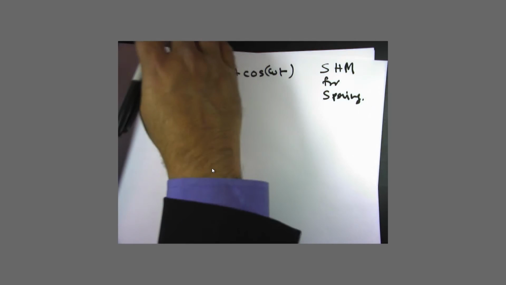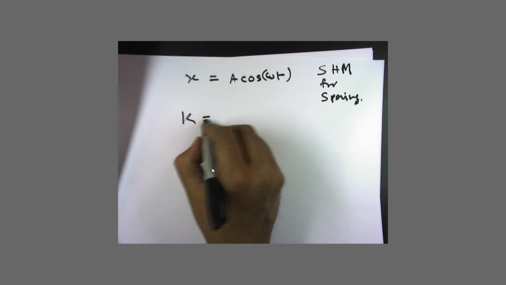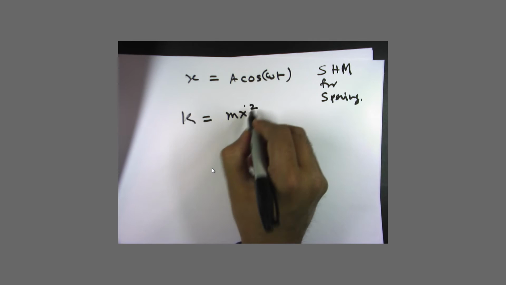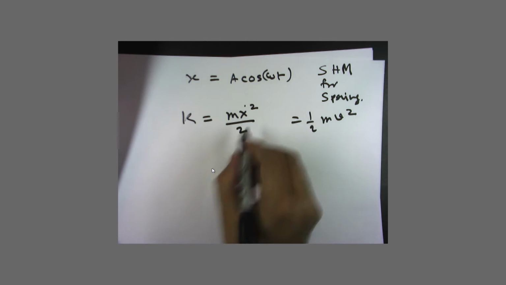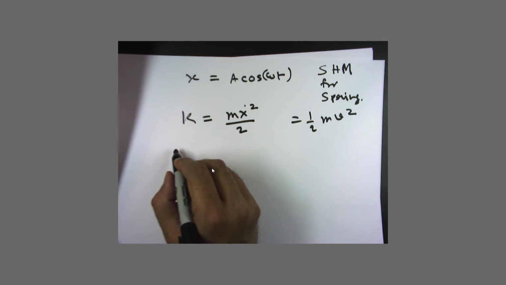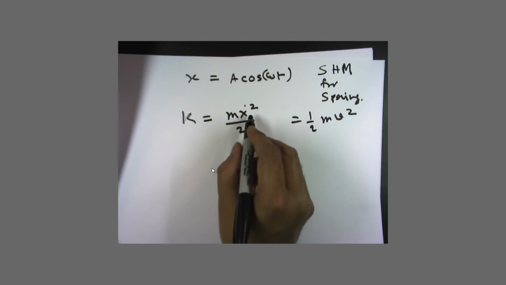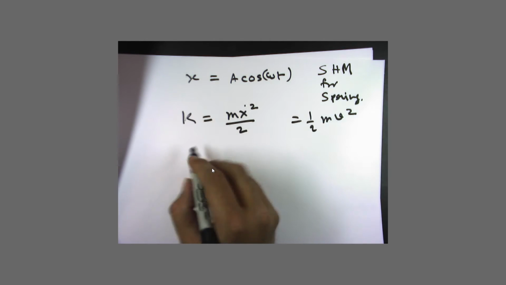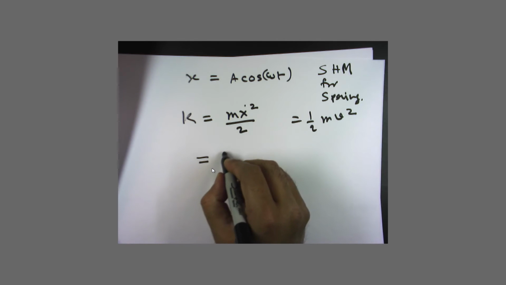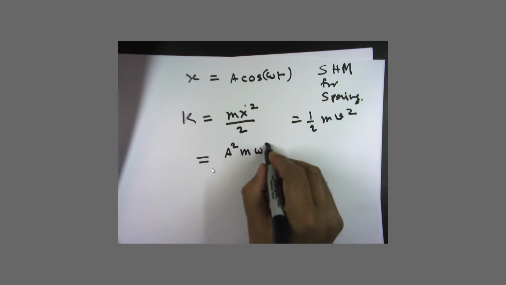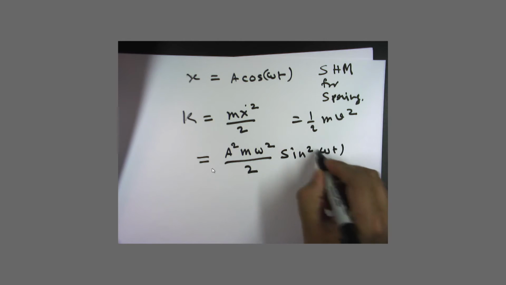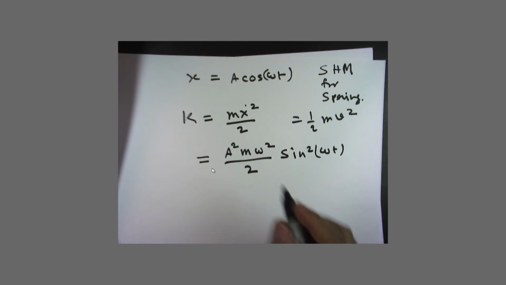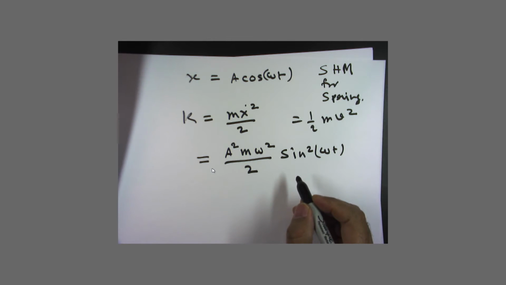Then the kinetic energy part, K, is equal to m x dot square by 2, which is nothing but half m v square. If we plug the a cos omega t solution into this equation, where x is equal to a cos omega t, and we do the first differential and square it, then it comes out to be a square m omega square by 2 sine square omega t. It is just squaring and differentiating this function a cos omega t once, from simple trigonometry.